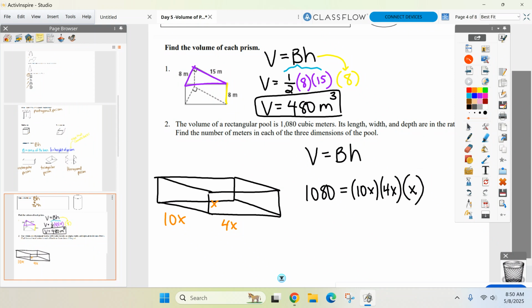I'll help you with the algebra. Remember, you're multiplying, not adding. So let me help you here. 10 times 4 times 1 is 40. What do I do with those x's there? I got 3 of them. x cubed. 40x cubed.